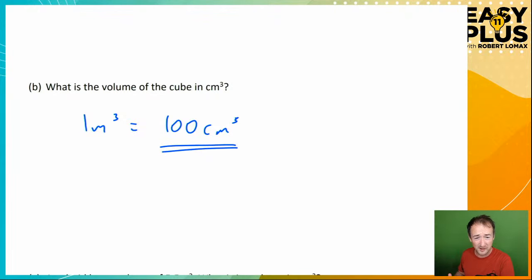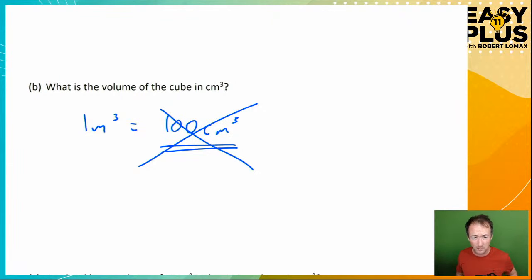I wish the comments were in real time and not about 30 seconds delayed as they are, so I could see your reaction to this, because this is the wrong answer. 1 meter may be 100 centimeters, but 1 meter cubed is not 100 centimeters cubed.